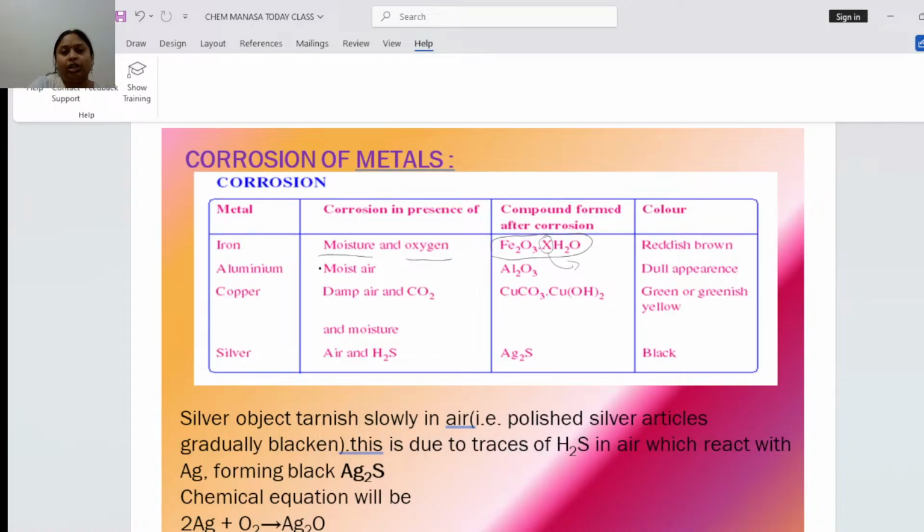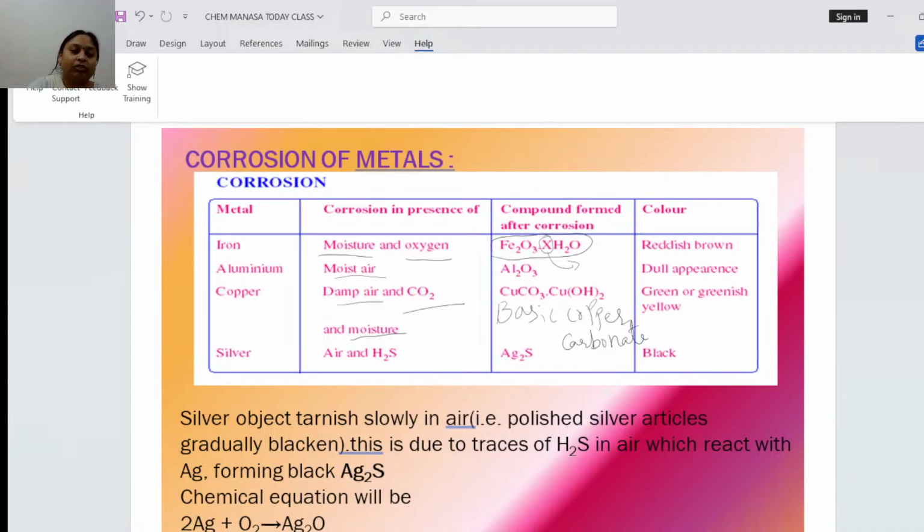Next, aluminium requires only moist air, and then it is converted into aluminium oxide, which gives a dull, pale appearance. Next we have copper. Copper requires moisture, carbon dioxide and air. In that case, the substance formed is called basic copper carbonate, which is greenish yellow in color. To remove this corrosive product we use lemon juice. When we use lemon juice or tamarind juice, this basic copper carbonate layer is neutralized, the coating is removed and the copper vessels become shiny.